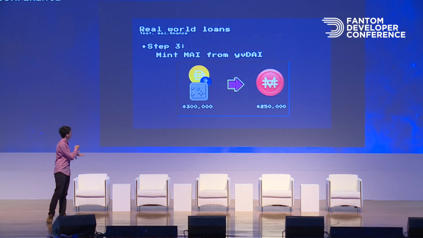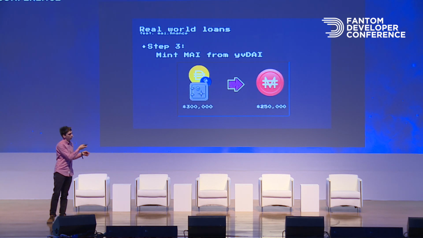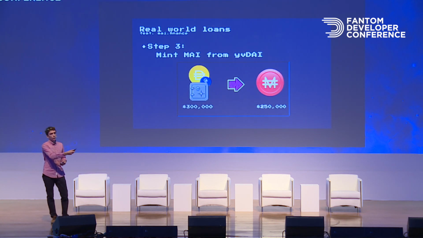So you can take your yvDAI, you lock it up to yvDAI, and then from yvDAI you open up a vault on My.Finance, and then you click borrow. And effectively, when you're clicking borrow, you're locking up your tokens until that borrowed amount gets paid back.